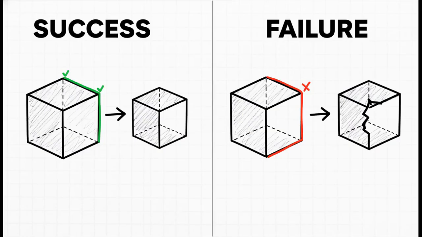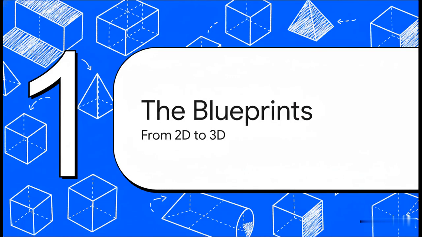Now, for any of this to work, there is one single, non-negotiable golden rule. Any two edges that are supposed to join together when you fold the shape up have to be the exact same length. If they're not, even by a tiny bit, the shape just won't close right. It's the fundamental law of nets. So, with that one crucial rule in our back pocket, let's take a look at the specific blueprints for some of the most common shapes that we see every single day.